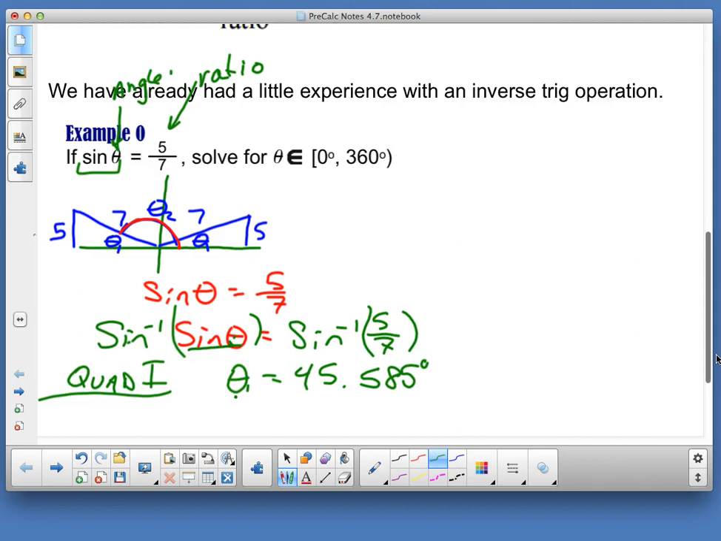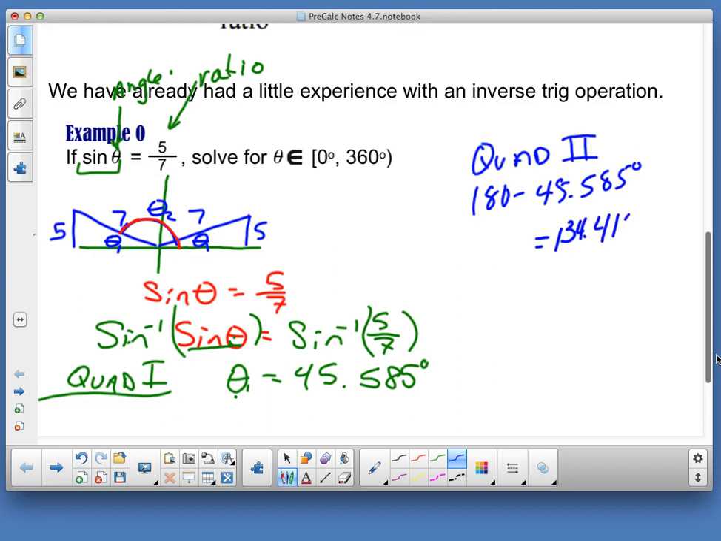Now, that other sketch is in quadrant 2. So that quadrant 2 sketch was really, because theta 1 is 45.585 degrees, I've got to subtract from 180 that 45.585 degrees and come up with 134.415 degrees, the other degree for that angle. Now, here's my issue. If it's a function, the same input should not create two outputs that are different, right? So we have a problem here.